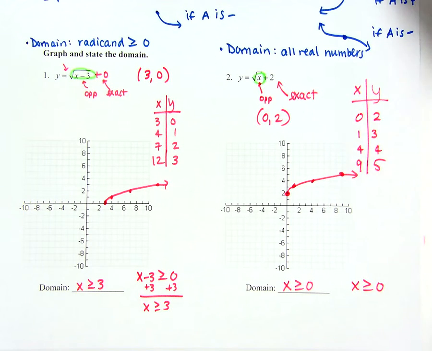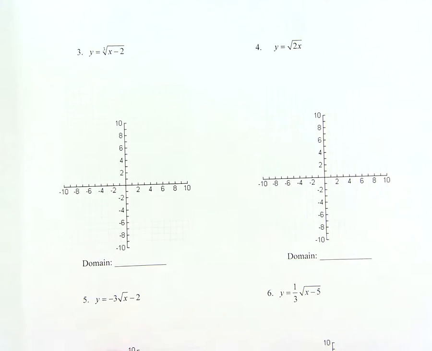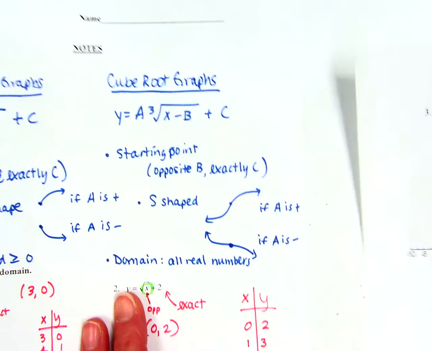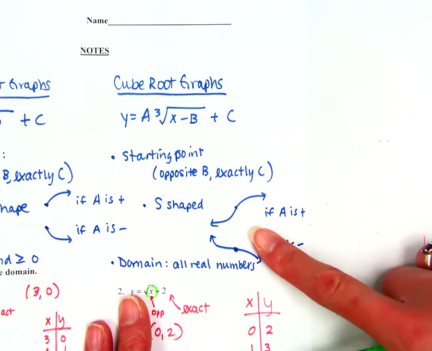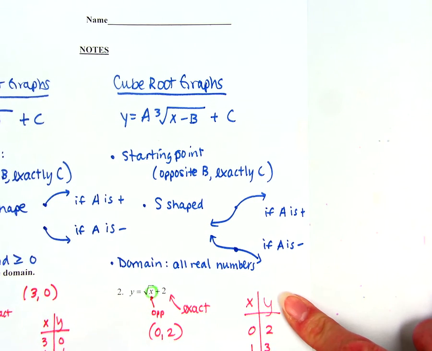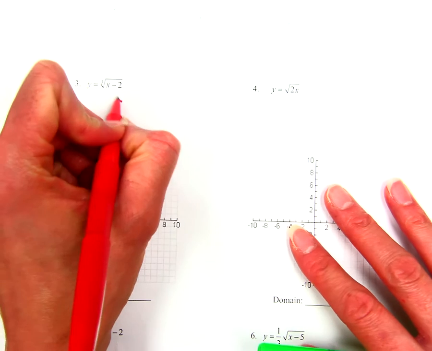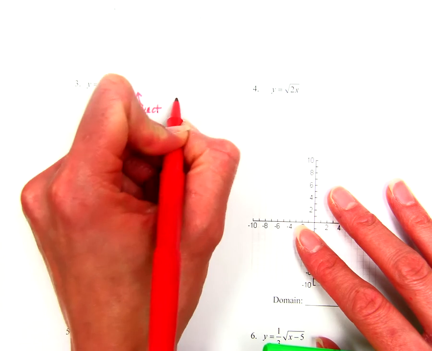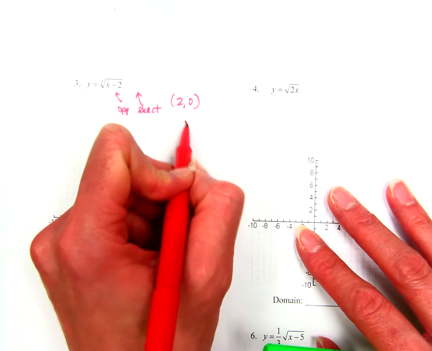All right, so we're going to keep going with 4 more examples. All right, number 3 is slightly different. So notice that it is a cube root function. All right, it's not going to be a parabola. It's going to be like an S shape. So if you need to pause the video, you can go ahead and write these down. But essentially, you start the same way. You look at what's the opposite of this, and exactly this number. So my starting point is going to be 2, 0.